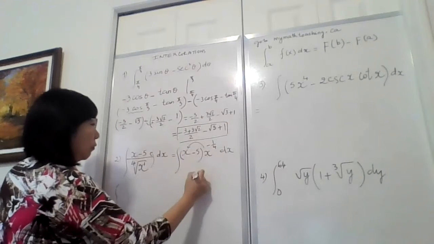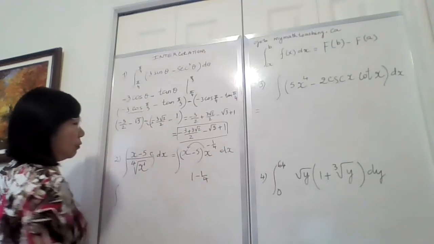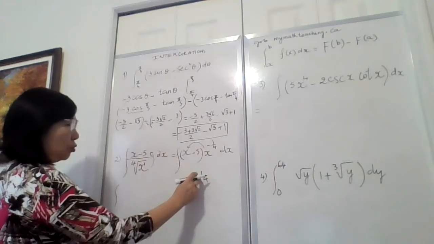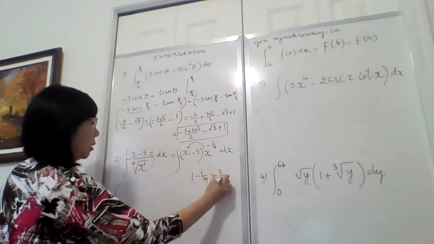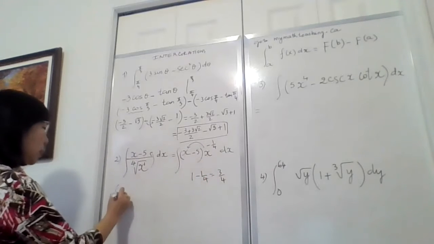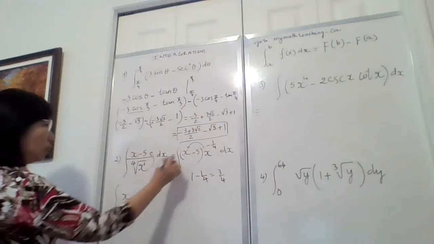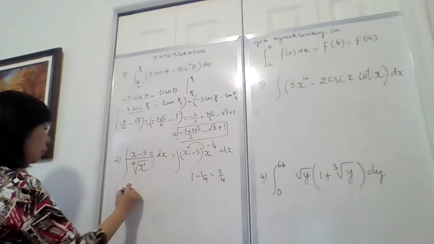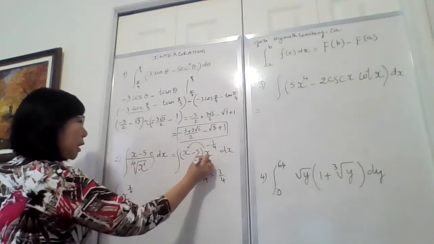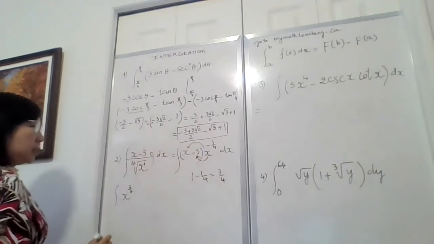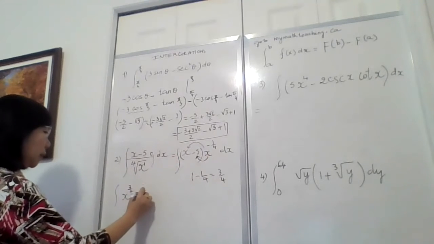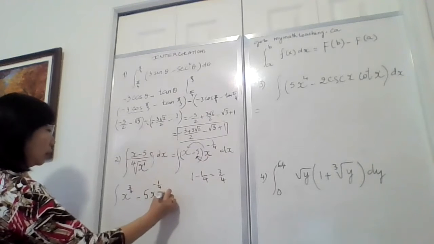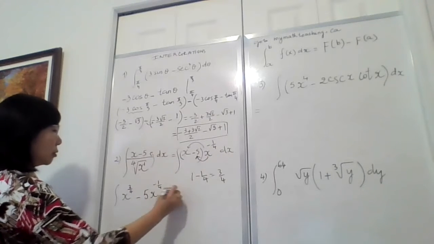Adding with minus 1 over 4 is the same as subtracting 1 over 4. Do common denominator: 4 minus 1 is 3 over 4. So this number is like that. So the x will become, when you multiply them together, a power of 3 over 4. The next one, I distribute to the next number. So that equals minus 5 x to the minus 1 over 4 dx.